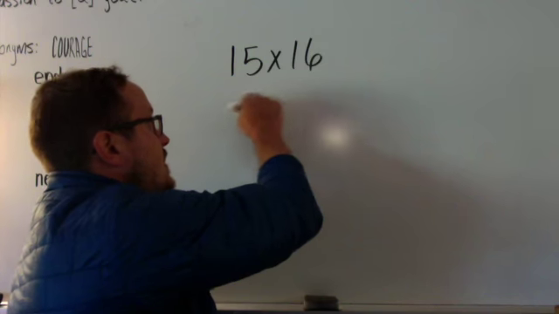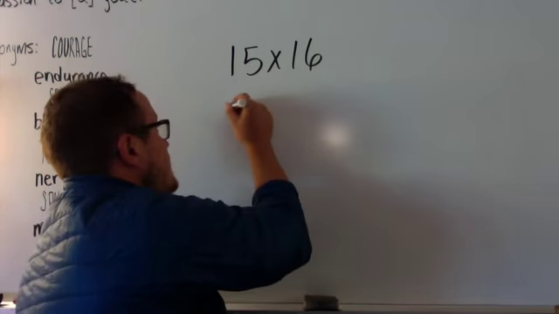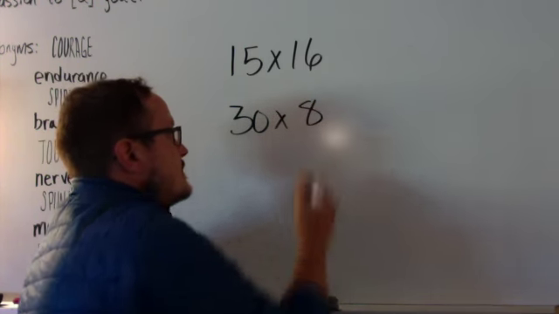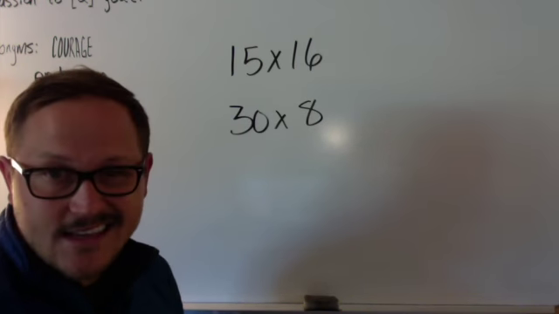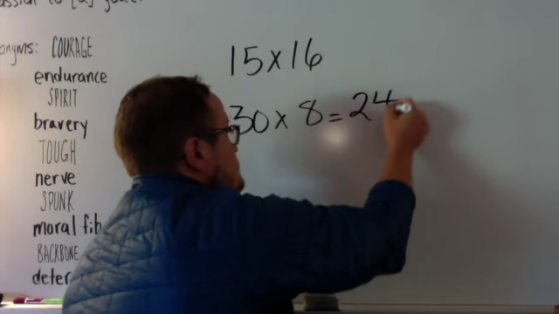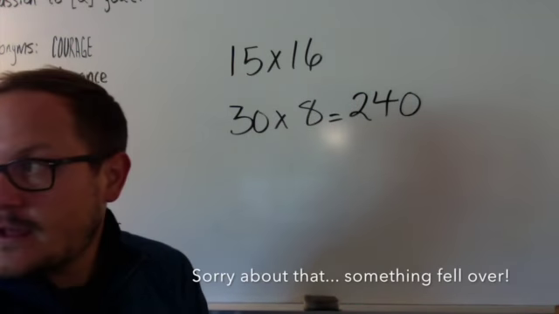If I double 15, taking half of 15 is not where we're at right now, but doubling 15, I get 30. Taking half of 16, I get 8. And now children can see a known fact in there. They can see 8 times 3, which is equal to 24. Adding that 0 from the 30 gives them 240.